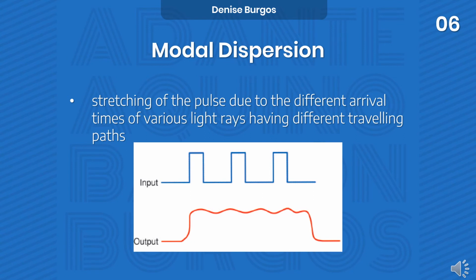First is the modal dispersion. It is the stretching of the pulse due to the different arrival times of various light rays having different traveling paths. Because of modal dispersion, the input pulse cannot occur at a rate faster than the output pulse permits, otherwise the pulses will essentially merge. The only cure is to reduce the pulse repetition rate or pulse frequency, which allows proper operation to occur. The downside is that low frequency can handle less information.